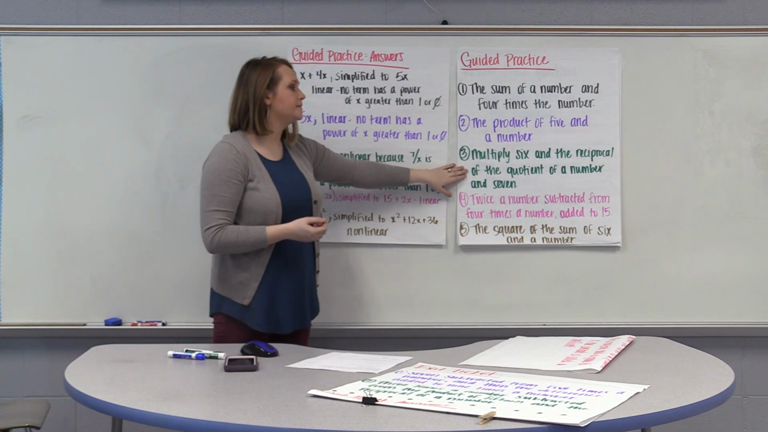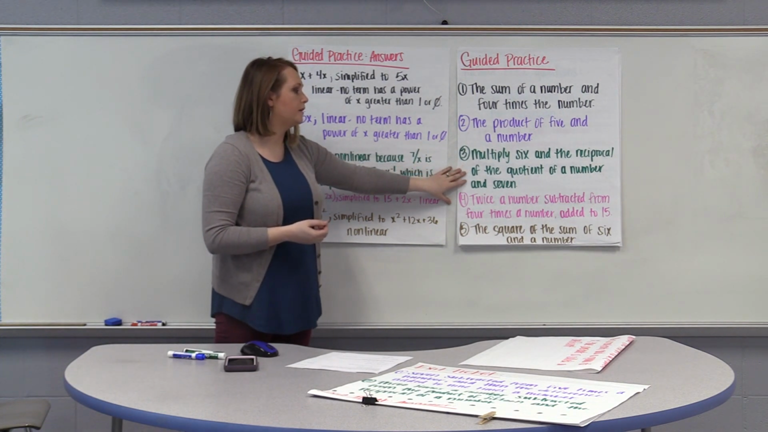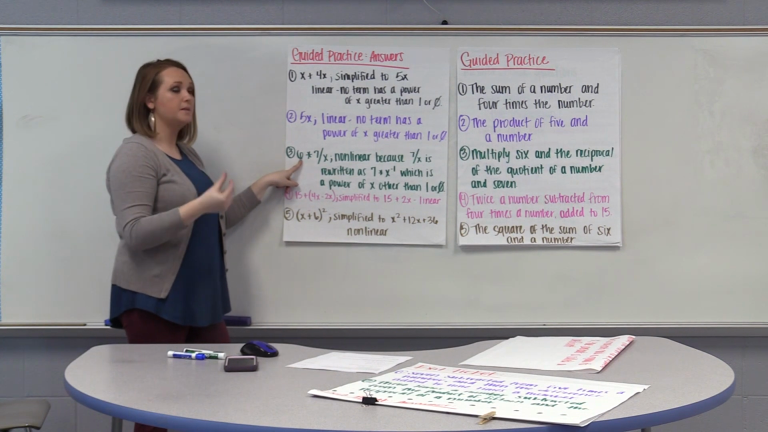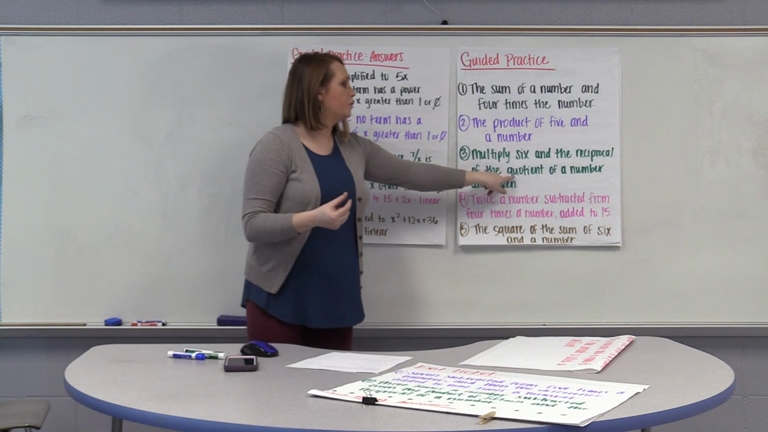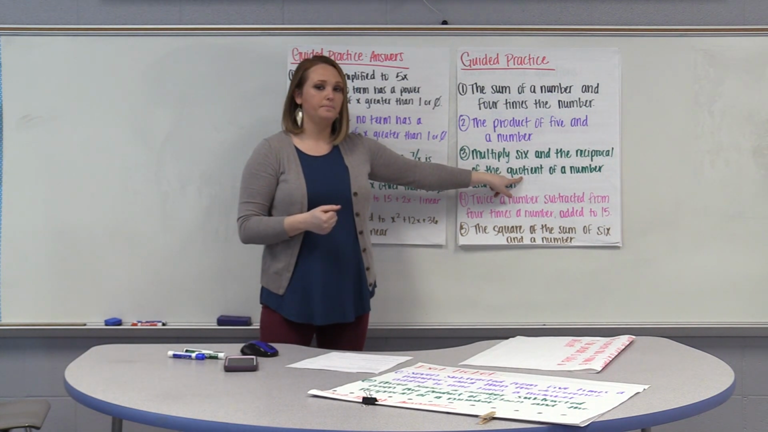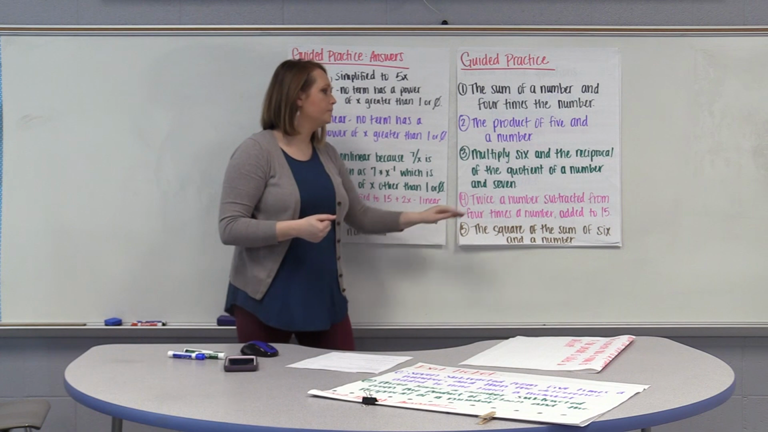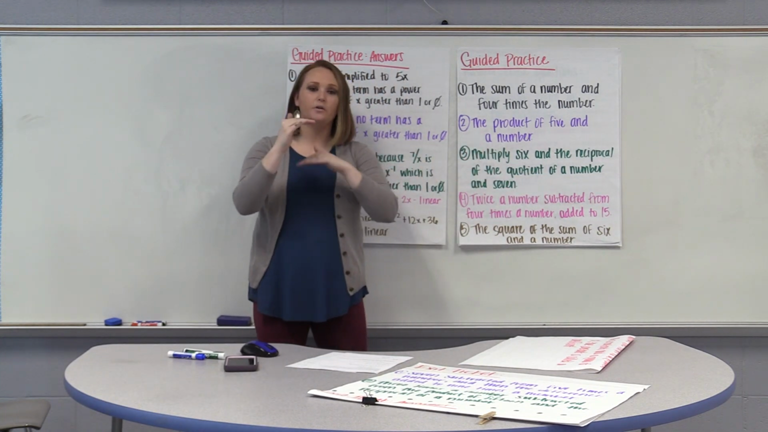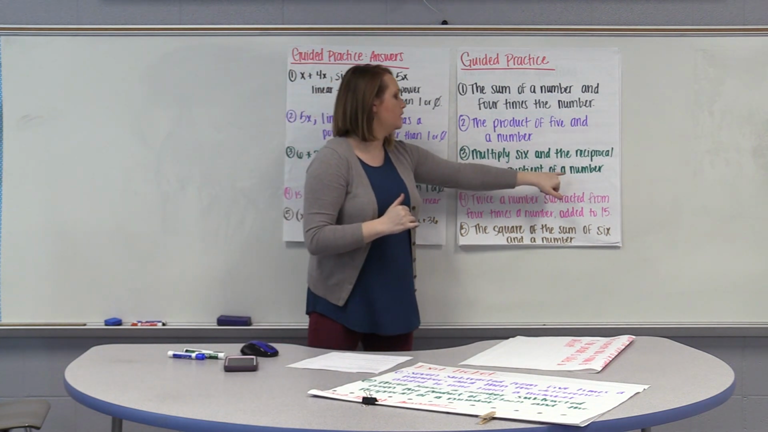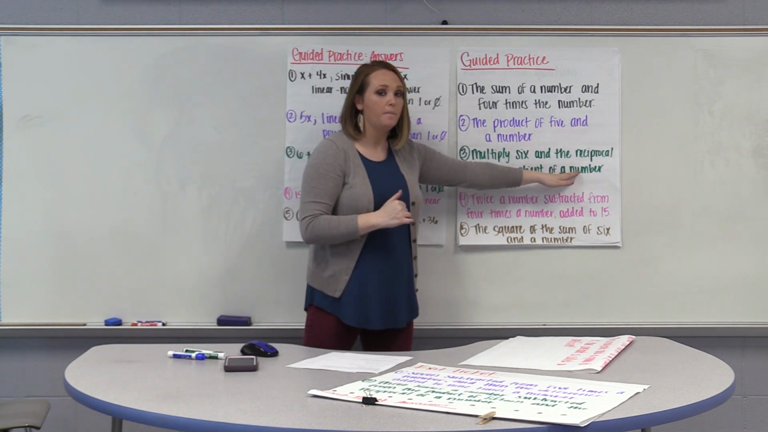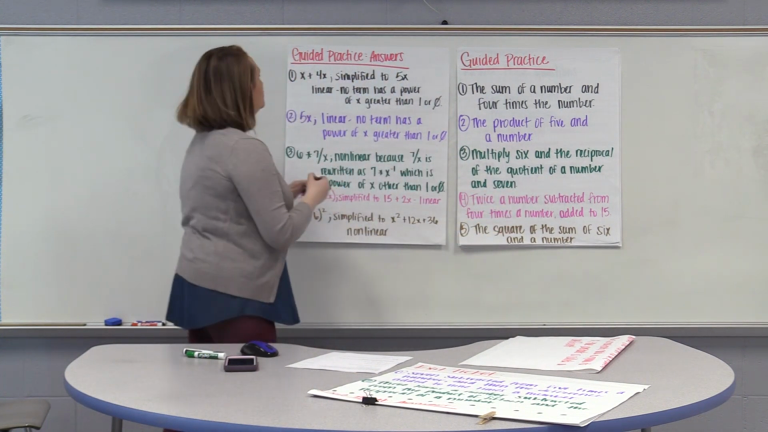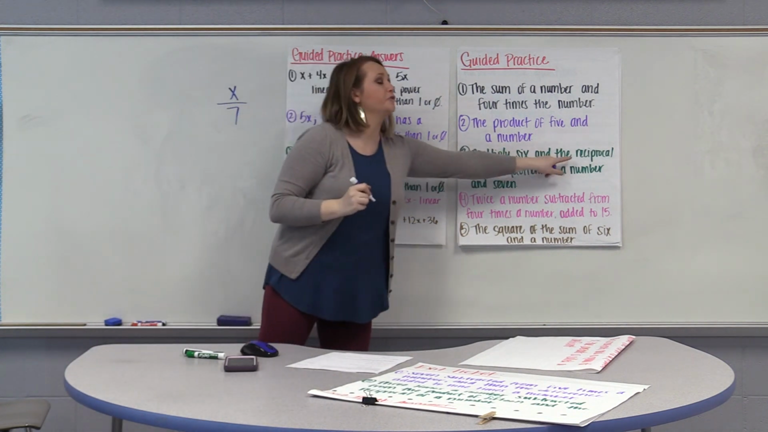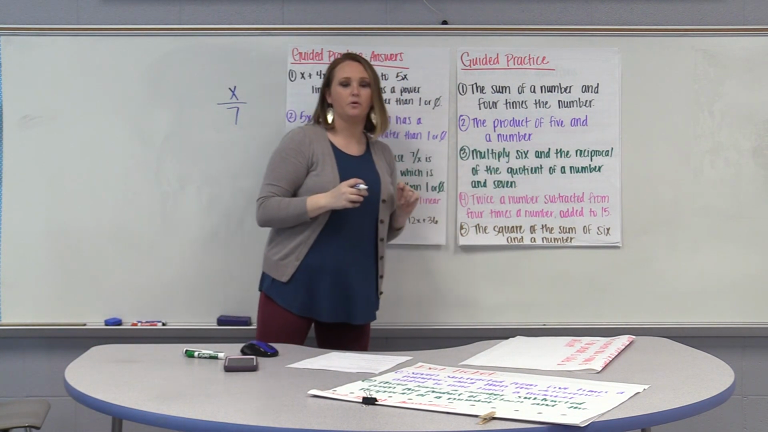Number 3, multiply 6 and the reciprocal of the quotient of a number and 7. So we're multiplying 6 and the reciprocal of the quotient. So the quotient is going to be what kind of problem? A division problem. Well, anytime that it tells you the quotient of and then it tells you in that order, that is how you're dividing. So it's the quotient of a number and 7. So we're dividing a number by 7. So what that should look like is x over 7. But notice it says the reciprocal. What does the reciprocal mean?